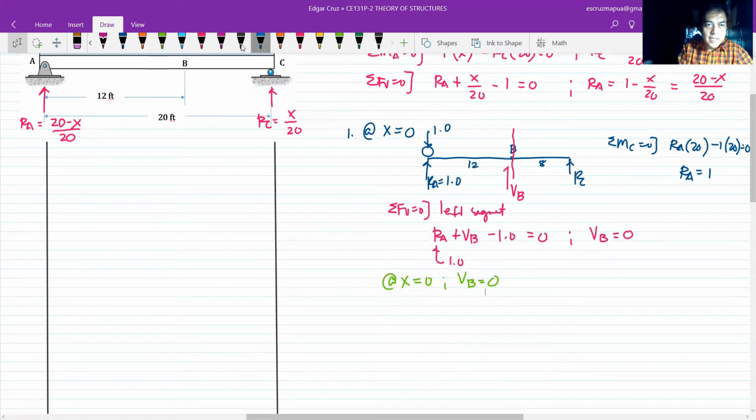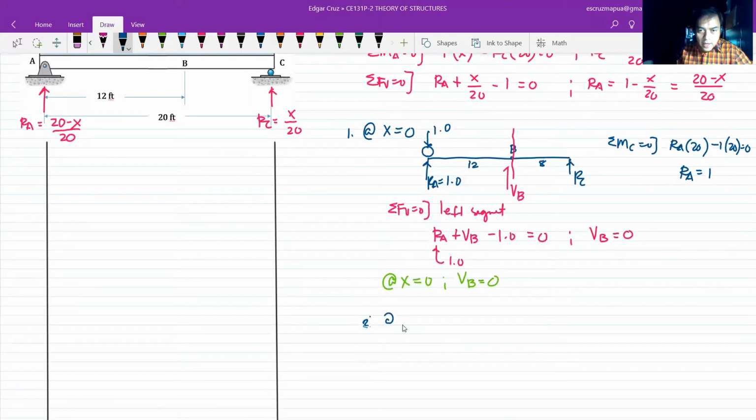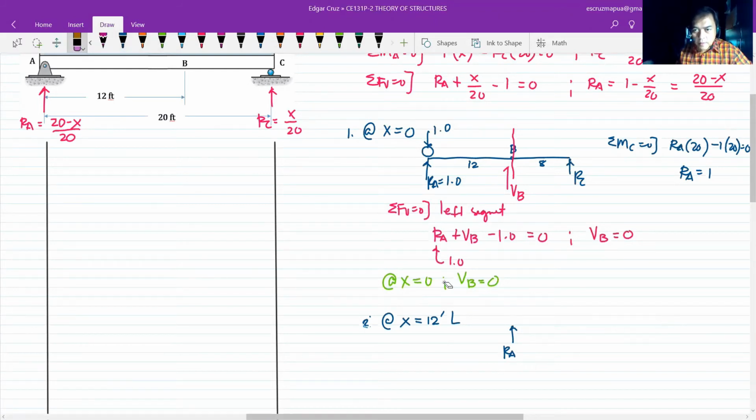Next, let us consider point 2. Point 2 is at x equals 12 feet, but on the left side, just before point B. So how do we show that? This is the beam, and this is the reaction at A. Then I will cut the beam at B. This is point B, and it's just 12 feet.